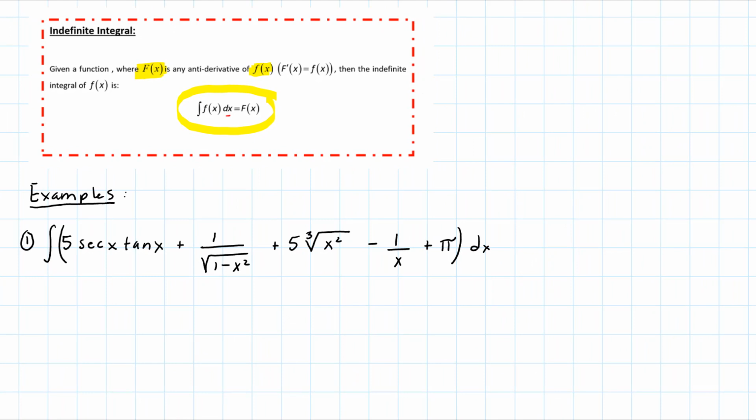We come across an integral that looks something like this. The first thing I'm going to do is scan it and ask, is this an integral that is just one of our basic integrals coming out of our table of indefinite integrals? And it is. I see the secant tangent and I recognize that its antiderivative would be the secant, because the derivative of the secant is secant tangent, and so forth. So I'm going term by term, looking at all of these.